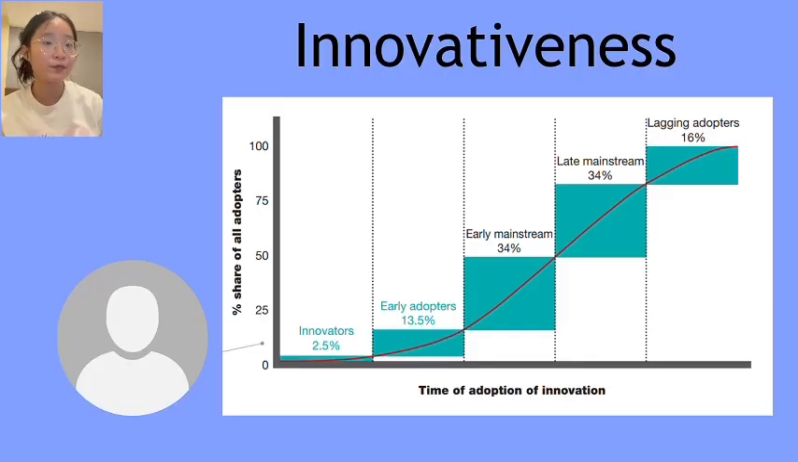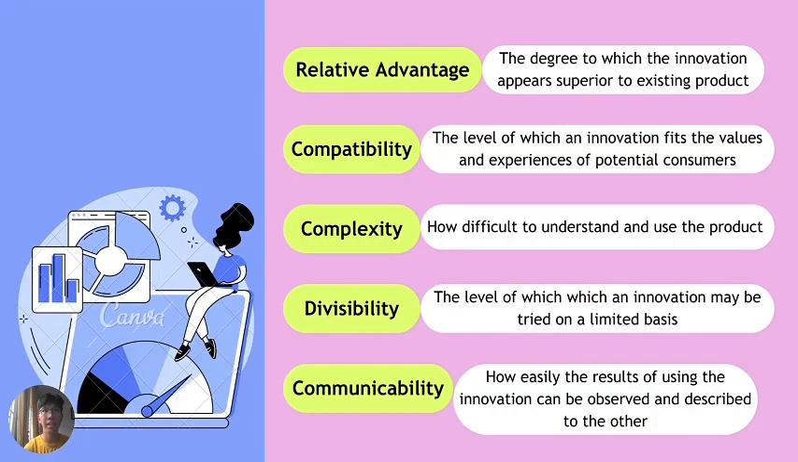So the next part is innovativeness. First are the innovators, who try new ideas at some risk. Second are the early adopters, who adopt new ideas early but carefully. Early mainstream adopters adopt new ideas before the average person. The late mainstream adopters adopt an innovation only after a majority of people have tried it. Finally, lagging adopters are suspicious of change and adopt the innovation only when it has become something of a tradition itself.